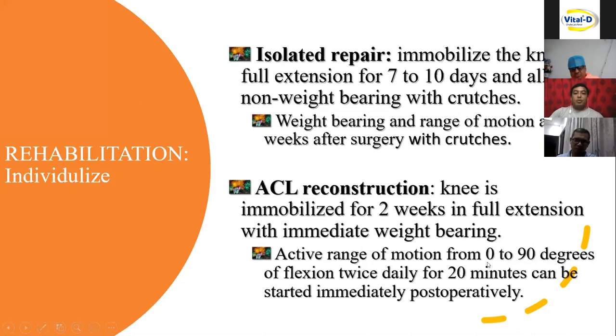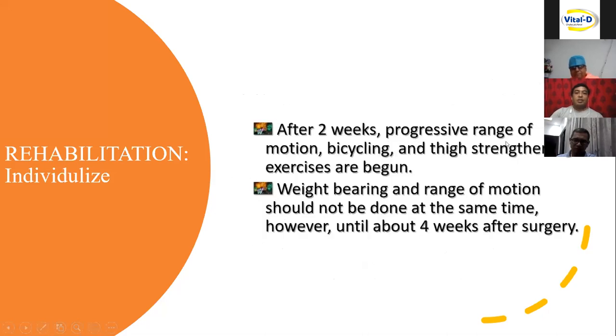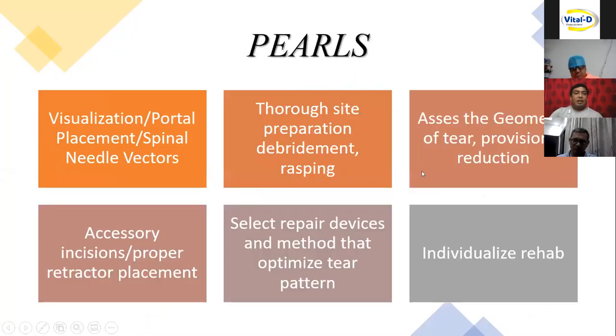Active range of motion from 0 to 90 degrees of flexion, twice daily for 20 minutes, can be started immediately postoperatively. After 2 weeks, progressive range of motion by cycling and thigh strengthening exercises begin. Weight bearing and range of motion should not be done at the same time. They are two different things and should not be done at the same time. However, by about 4 weeks after the surgery, it should be started. The purpose of the discussion is visualization.